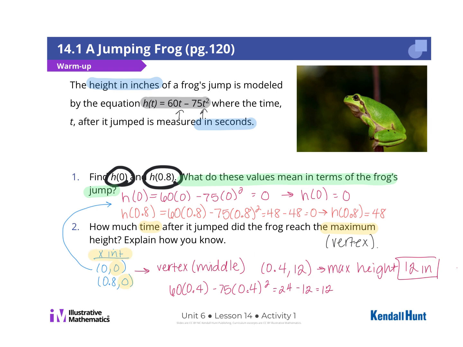So, if you guys remember from Friday, the vertex is in the middle of those two x values. So if we have 0 as the x value of our first x-intercept, and then 0.8 as the x value for our next one, the value in the middle, that is the x value of our vertex. So I know that 0.4 seconds is our x value, and we can just go ahead and plug that in to find that output value of 12. So our max height was 12 inches after 0.4 seconds.